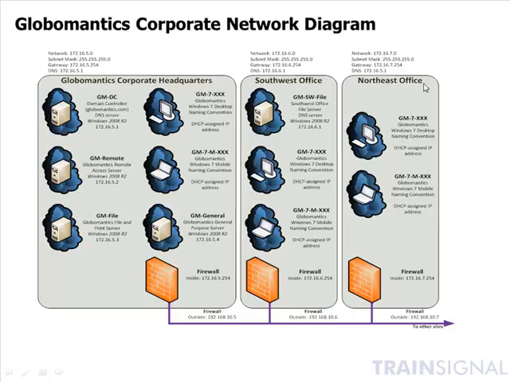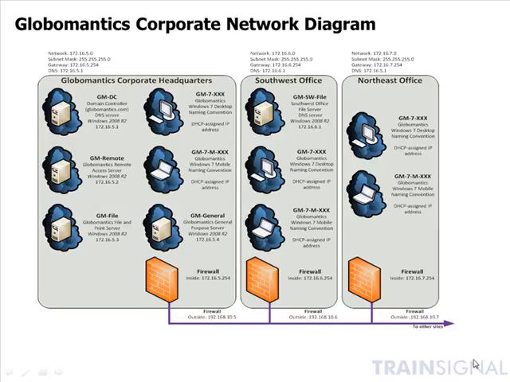The small regional offices don't have their own file servers. So as we mentioned before, and as you can see here, these offices are dependent on GM-DC for their DNS needs. And here's the firewall. 7.254 is the inside address with an outside address of 192.168.10.7.